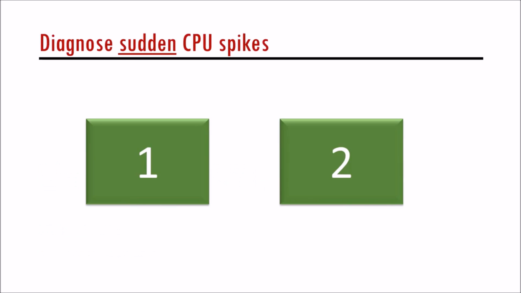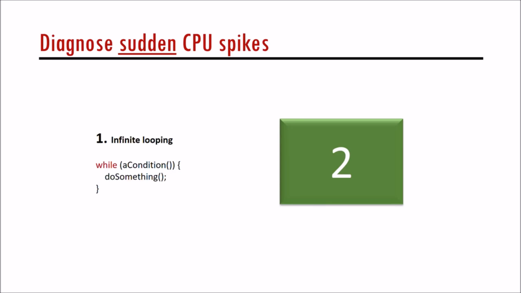There are only two reasons why this can happen. No matter what application, what platform, or anything that you use, it can only happen because of two reasons. The first and the primary reason is when your application thread goes into an infinite loop. So let's take a look at this code. We have this while condition, and if the condition is successful, then you do something.